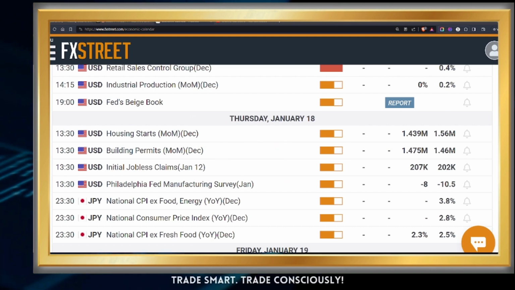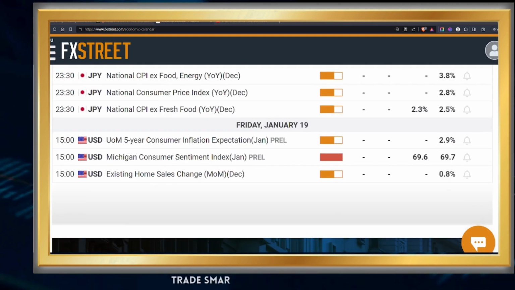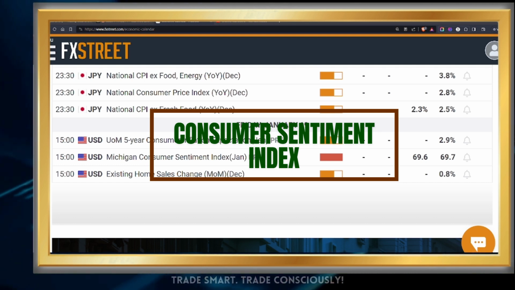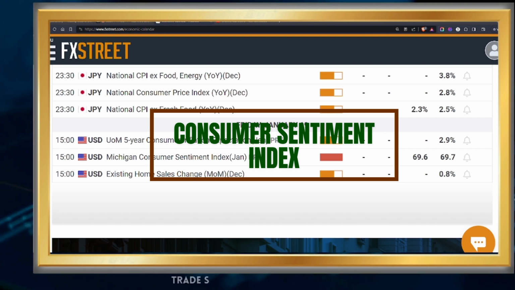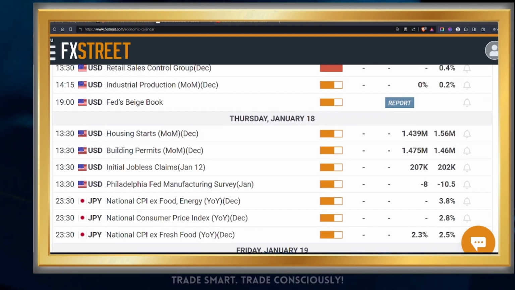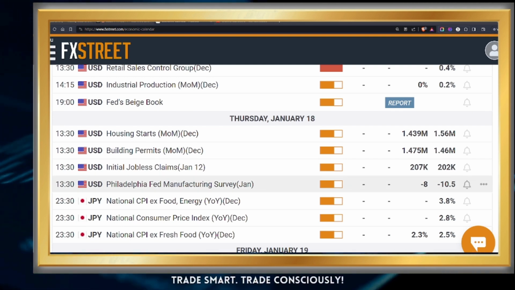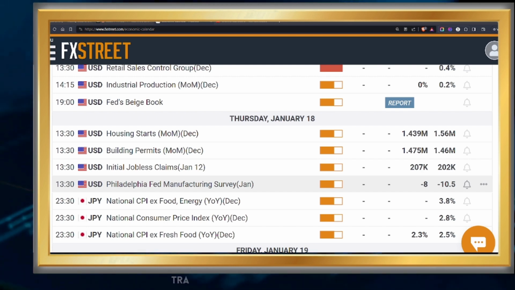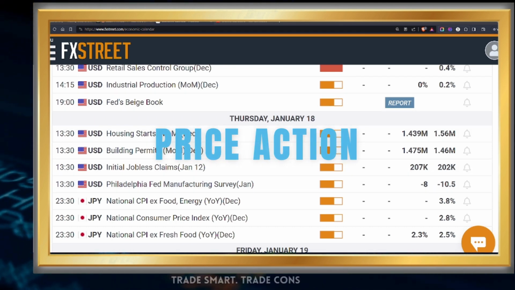Then fast forward to Friday, January 19th, we look forward to the publication of the University of Michigan Consumer Sentiment Index, which gauges the prevailing sentiment and confidence level among consumers, providing valuable insights into potential shifts in economic conditions. So these are the impactful events we shall be looking out for this week, and of course, as technical traders, we do know that the anticipation of this event usually affects the market sentiment, which of course would reflect on the chart as price action.